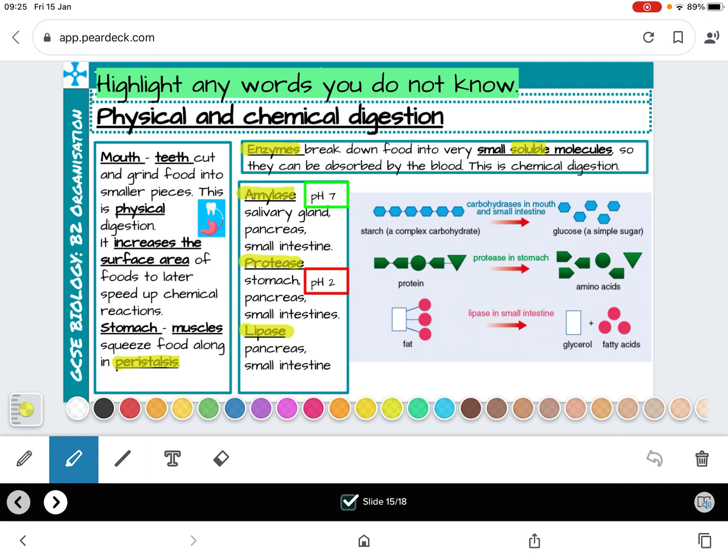And we've mentioned the three main enzymes that do this. We've got amylase, which is found in your salivary glands, your pancreas, and your small intestines. These work best at neutral pHs, so wouldn't work very well in the stomach where it becomes quite acidic.